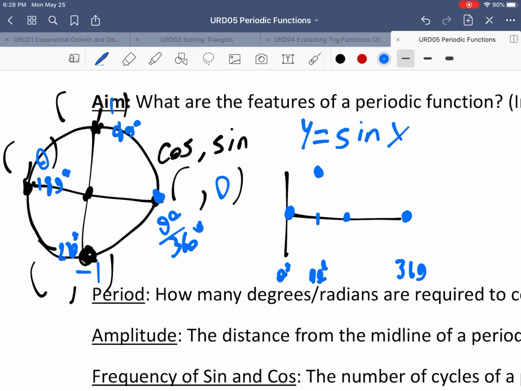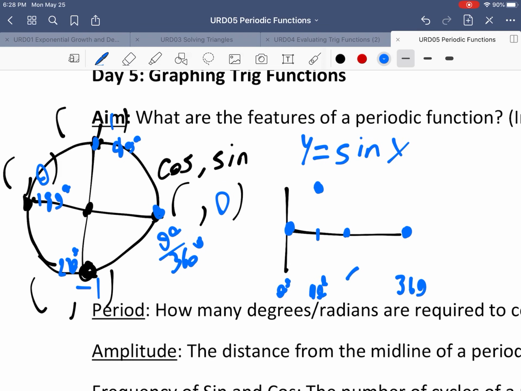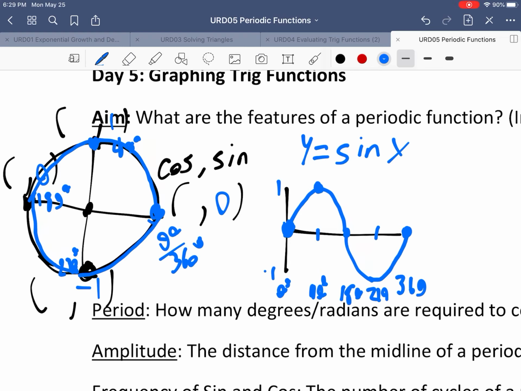It's then going to return to 0. So this is just following it around the graph. Let me make sure I go in order to avoid any confusion. We're going to start at 0, which is our first point. Then we travel up to 90 degrees, which is 1. Then we travel back down to 0 at 180 degrees. Then we travel to -1 at 270 degrees. And then the graph will return to 0 at 360 degrees, which is a full cycle.